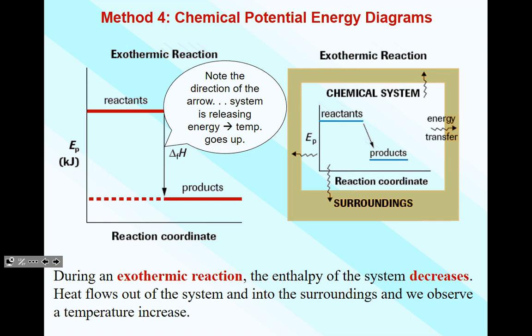So here we go, an exothermic reaction. Note that the direction of the arrow is going down. The system is releasing energy, so the temperature goes up. This step down, kiddos, is your potential energy diagram, and it's showing that the temperature is going up. Here's your chemical system. In this case here, energy is taken out of the system, right? The system's temperature goes up. And for your delta H, it's showing a step down.